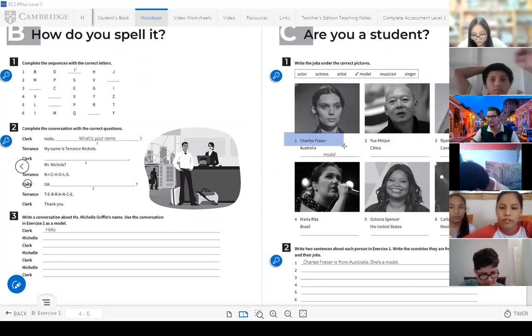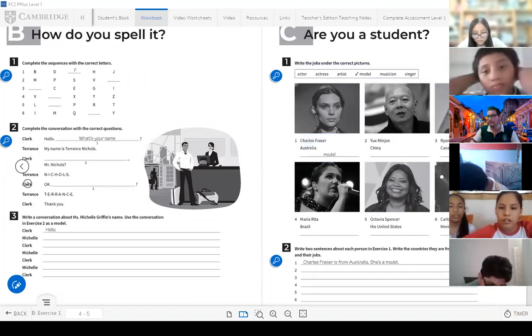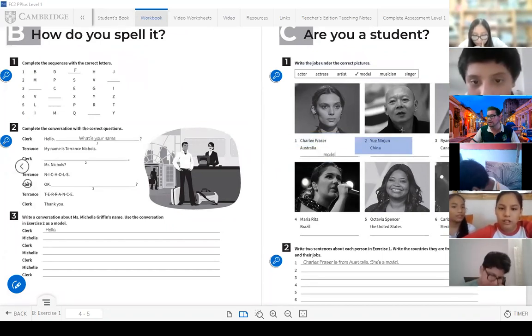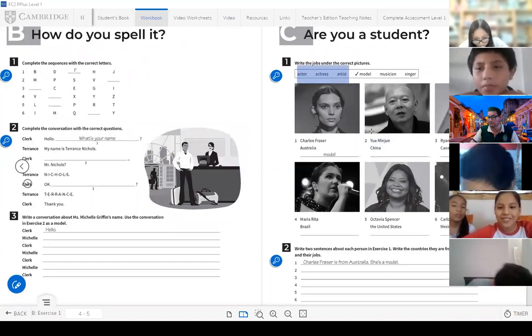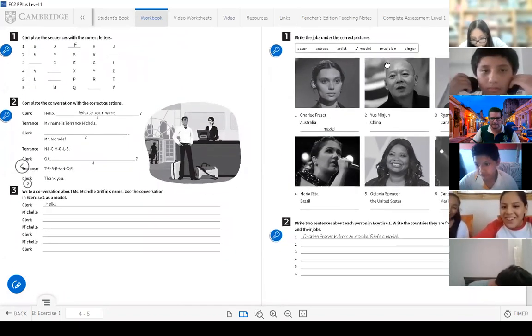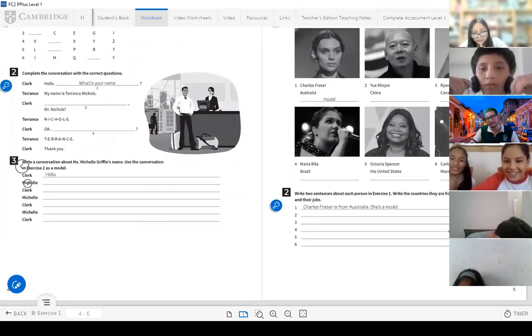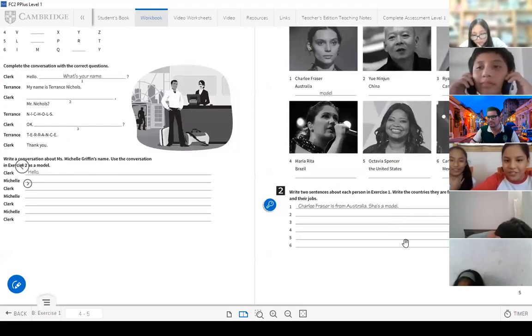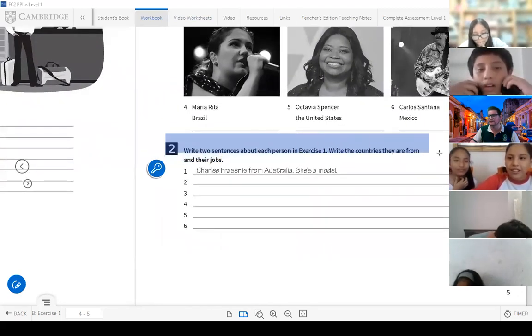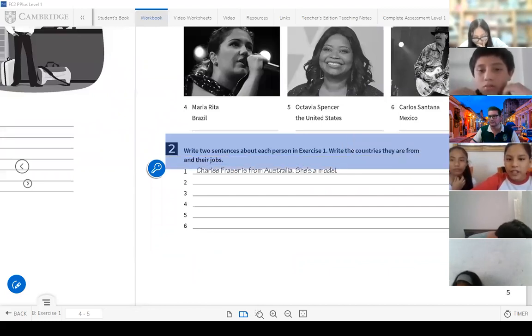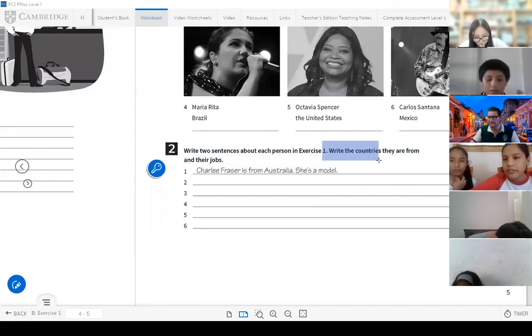For example, Charlie Foster, Australia, model, modelo, ¿no? ¿Quién será él? Será actor, actress, artist, musician, singer, vas completando, ¿ya? Hasta por descartes lo puedes hacer, ¿no? Si tienes a alguien con una guitarra, obvio, ¿no? Que es un musician. Y luego, ¿qué es lo que vas a tener que hacer en la parte inferior? Vas a escribir oraciones acerca de cada una de estas personas, ¿no? Incluyendo, vas a escribir el país al cual pertenece.